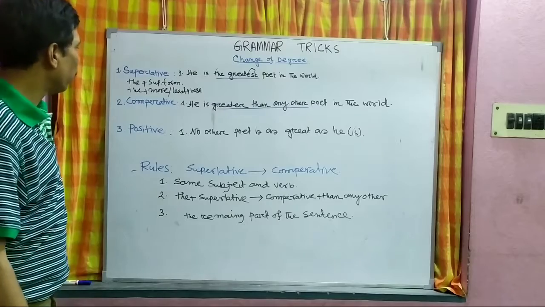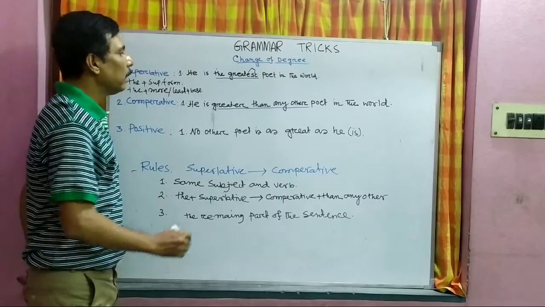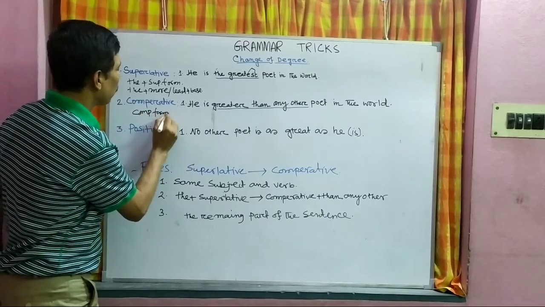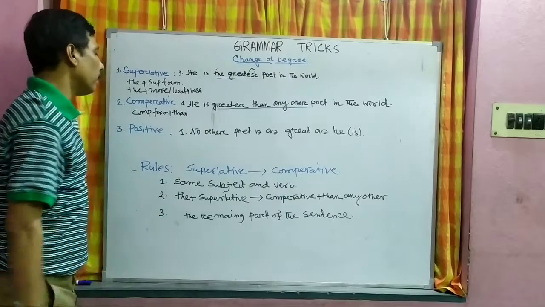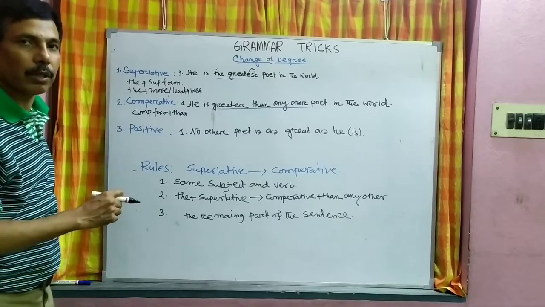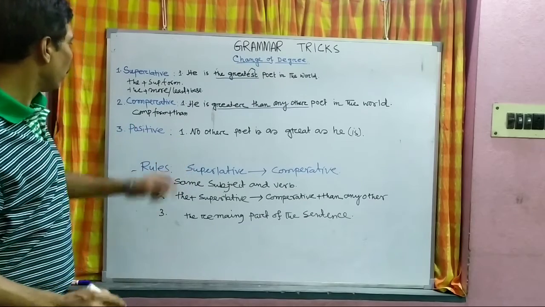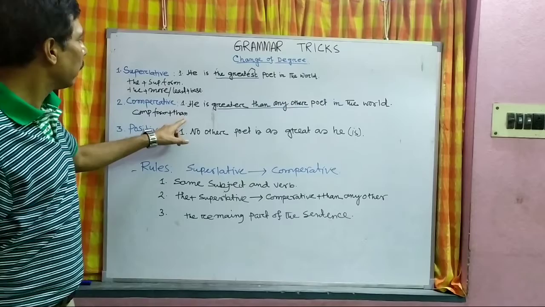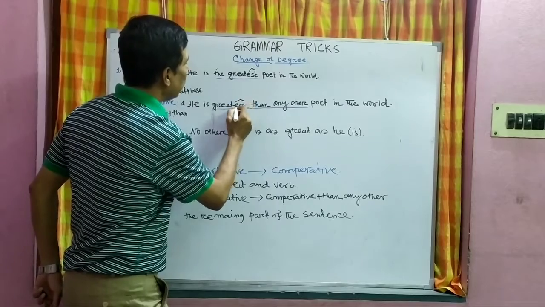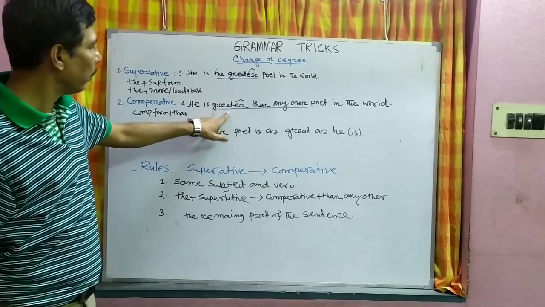Now come to the comparative form. How can we identify that the sentence is in comparative? Here, the comparative form plus than. But in Latin comparative, which we will discuss later, like superior, inferior, there must be to in the place of than. Now, comparative form plus than. There should be a comparative form, greater. This form is identified. The adjective or adverb ends with ER.